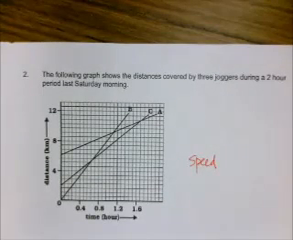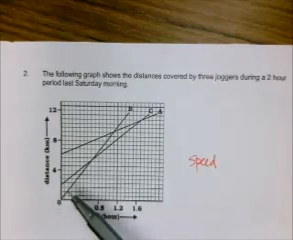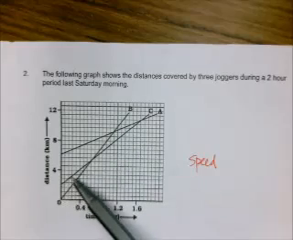I said it was common. We've seen it twice in this set of targets. All right. So, which jogger ran the fastest? Well, the easiest way to tell which one ran the fastest is to look for the steepest slope. These are all increasing, okay?